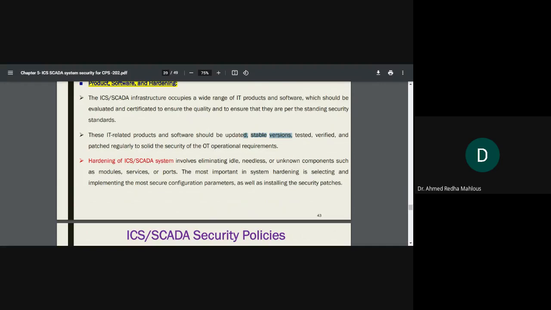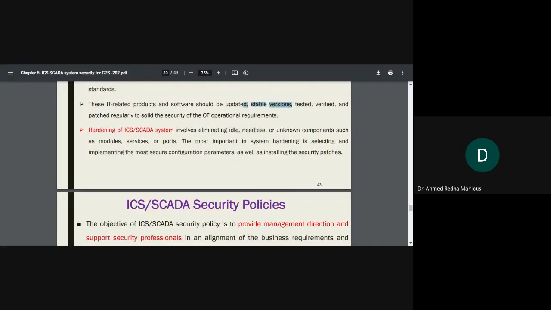And of course we talk about how we secure the system itself. We do hardening of the system. If you have any port open or any services that are not needed for the running of ICS SCADA, we need to turn them off.